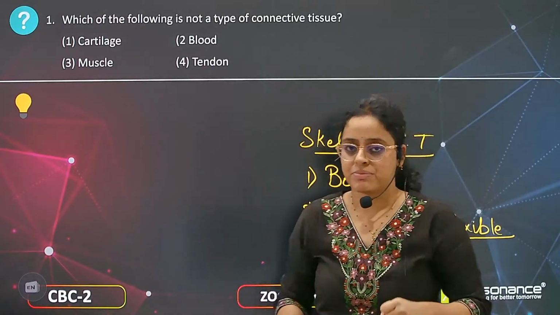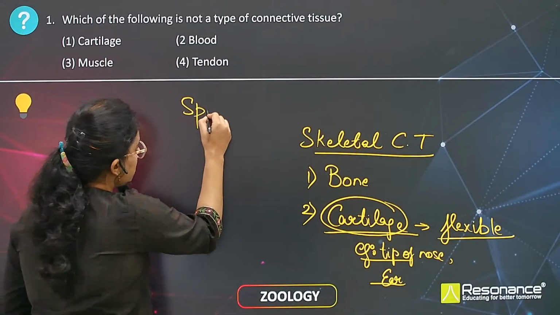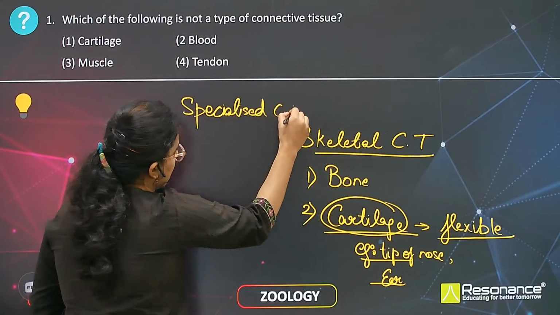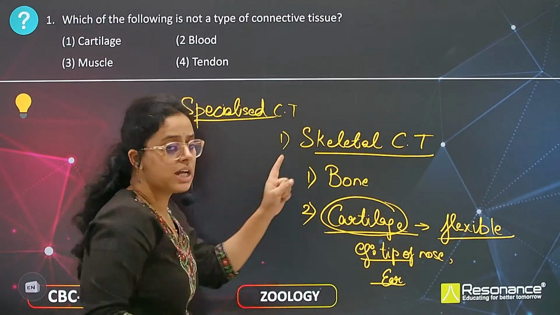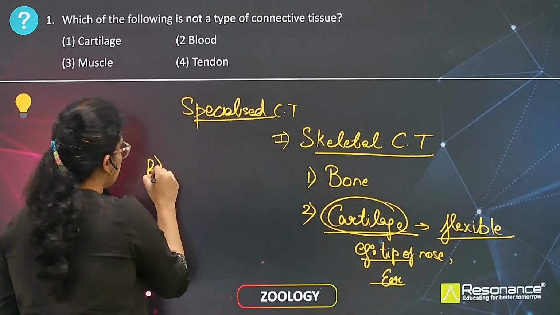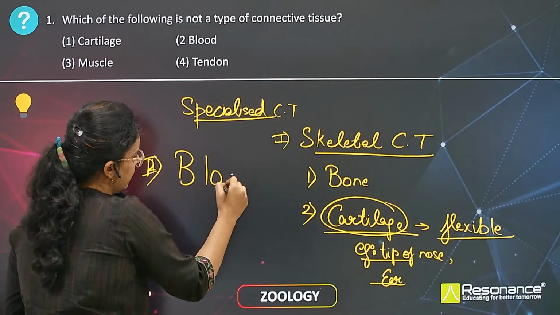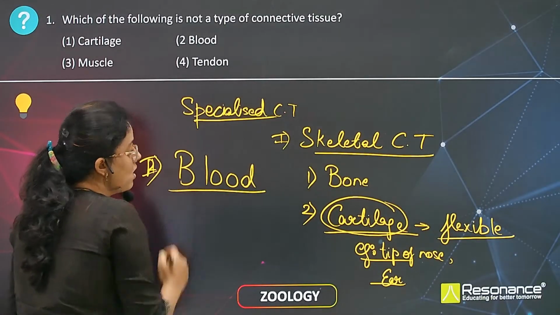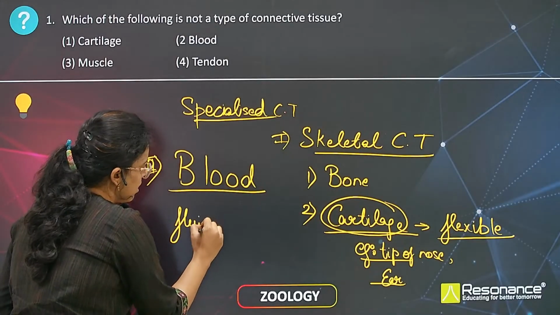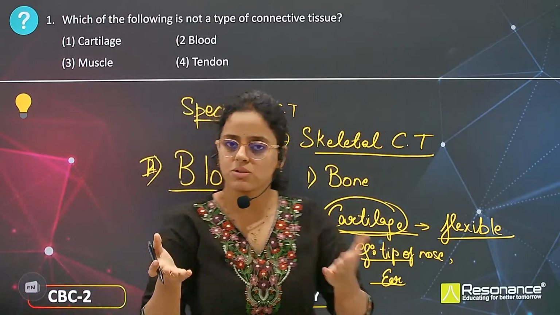Coming to blood, as I've told you, there are two components of specialized connective tissue: the first is skeletal connective tissue and the second is blood. Blood is also a connective tissue. It is a fluid connective tissue.